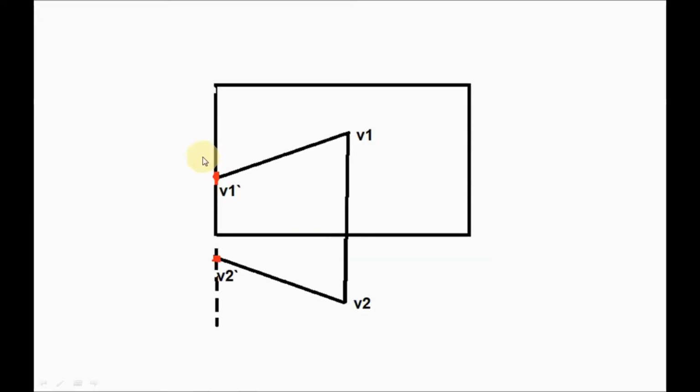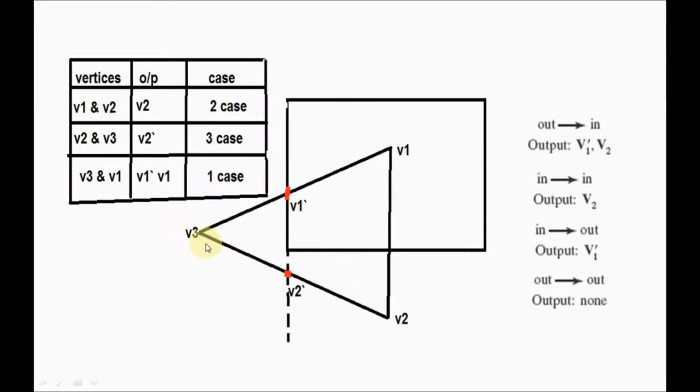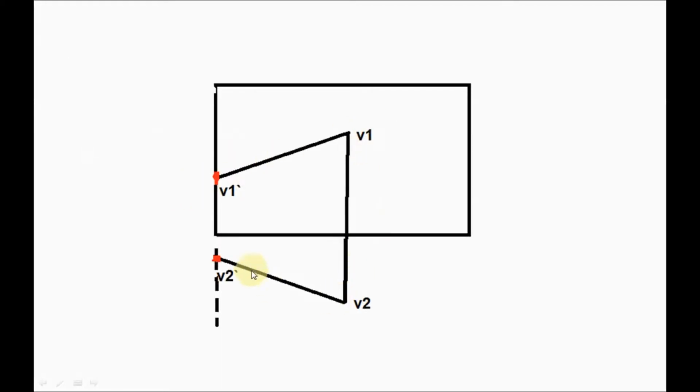See, v1 dash considered, v2 dash considered, v1 considered, v2 considered. The remaining vertex, what is that? The remaining vertex v3 is not considered here. See, v1 dash considered, v1 considered. Next, v2 considered, v2 dash considered. But what about v3? v3 I am not considering because it's not in the output. Now you can see this is the portion of the polygon that is clipped on the left side. v3 is not there. So left side clipping is over.